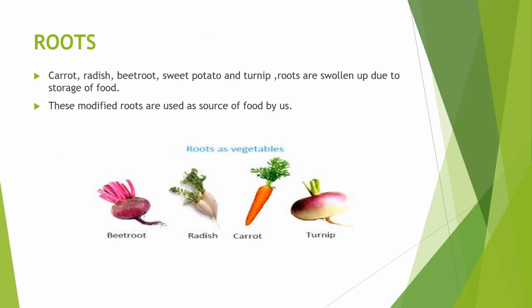We'll start with different parts of the plant. We'll start with the roots. We already know the main function of root. Roots help in the absorption of water and minerals from the soil. Along with this, some plants bear roots which store food. These are called modified roots, like carrot, radish, beetroot, sweet potato and turnip. Because of the storage of food, they become swollen or bulgy in nature.